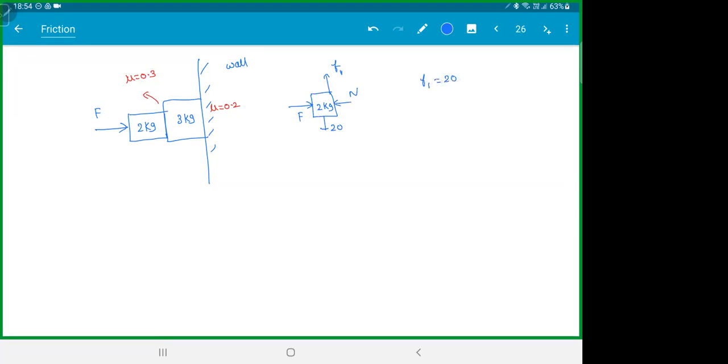Now, be careful here. What is the friction value? Less than or equal to mu n. Since it is not slipping, it should be less than or equal to mu n. Don't write mu n. If it is not slipping, the friction value is always less than or equal to mu n. So 20 is less than or equal to mu s, 0.3, into N. And N is nothing but F. So F should be greater than or equal to 200 by 3. This is saying, you give me 200 by 3, I'll make sure the 2 kg doesn't slip. So this is the condition for the 2 kg not to slip.